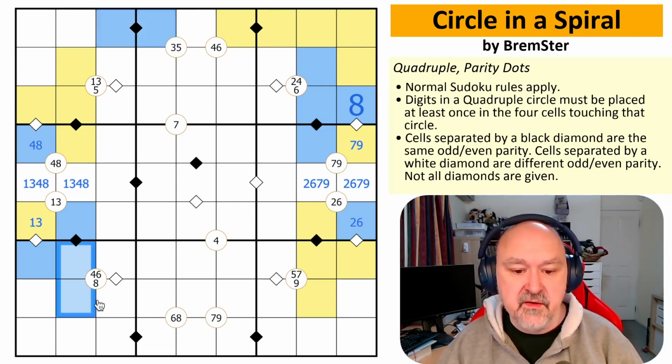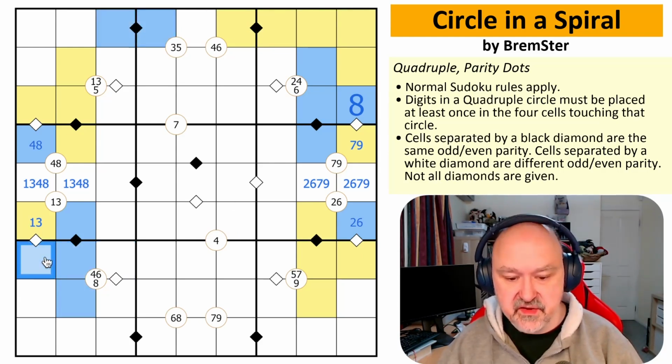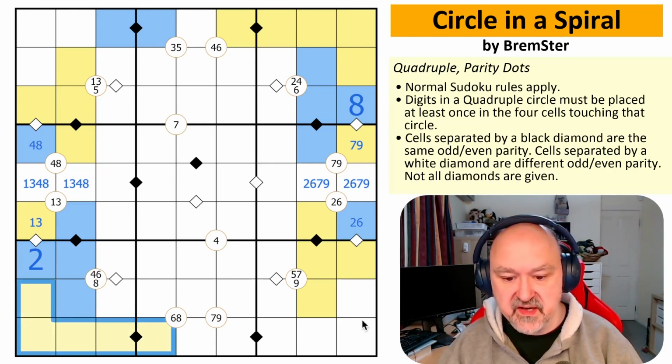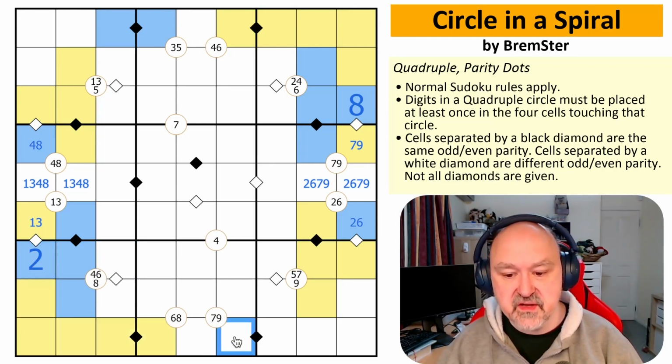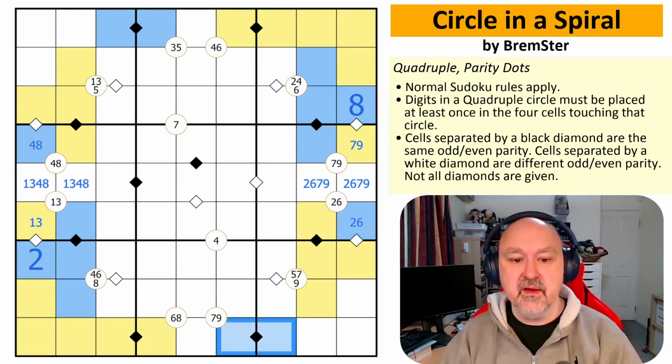Down here, 4, 6, and 8 must go into there, so that has to be 2. 4, 6, and 8 go into there, so we've got all 4 evens. These must be odd. Odd must continue because of the black diamond. We've got 4 odds. These have to be the same. We can't do 6 odd, so they must be even.